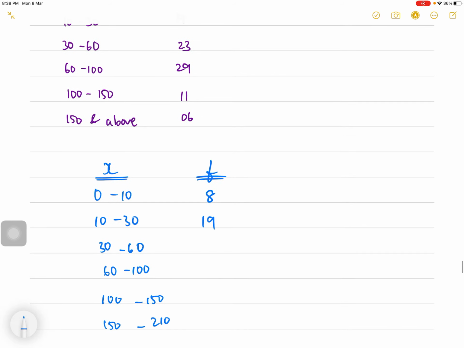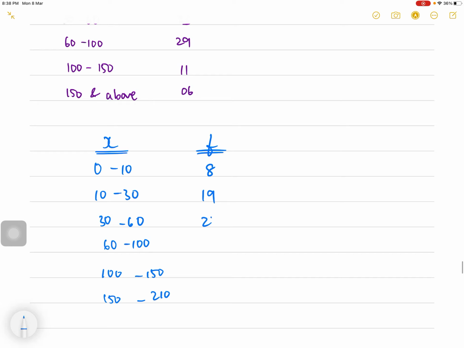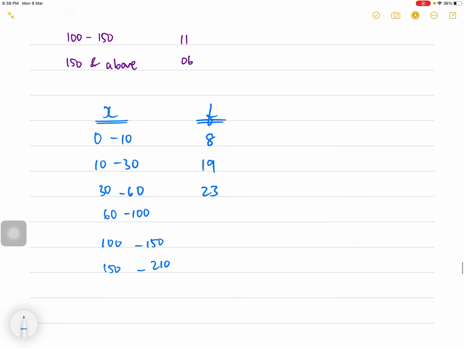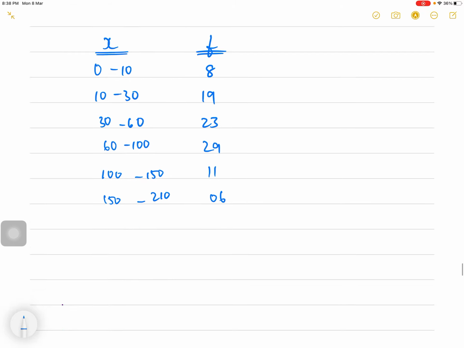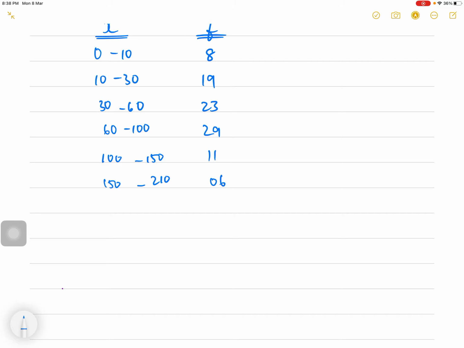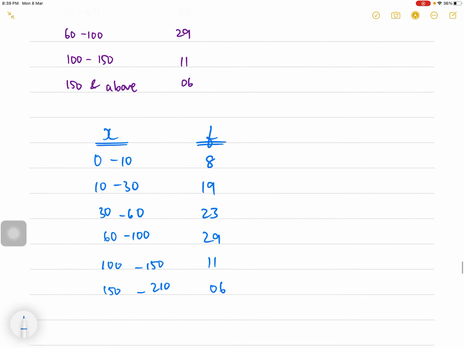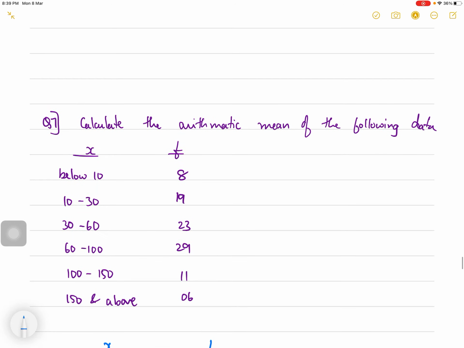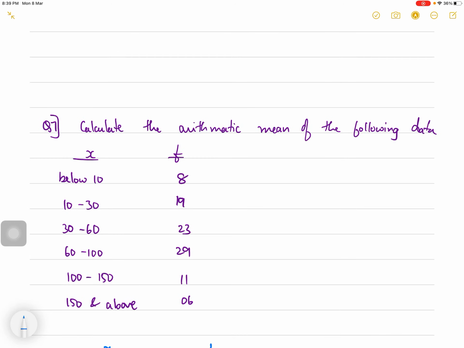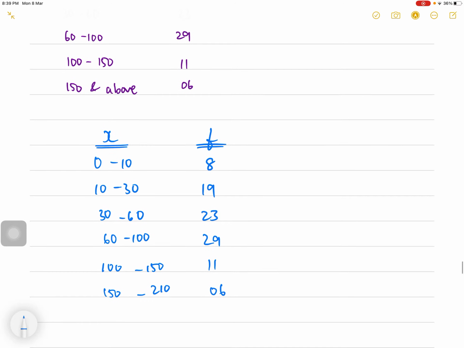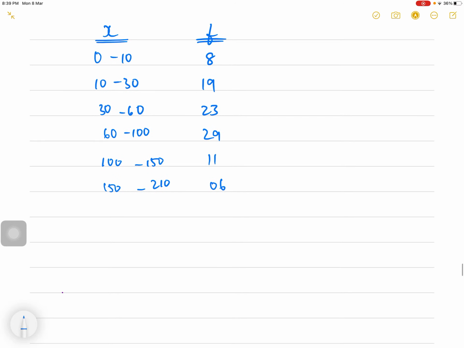The frequencies are 8, 19, 23, 29, 11 and 6. Let us solve this sum using the direct method. Again I would like to say, you can use the direct method or the deviation method. You cannot use the step deviation method because the width is not the same. This time let us use the direct method.